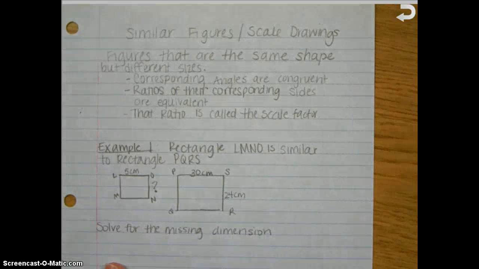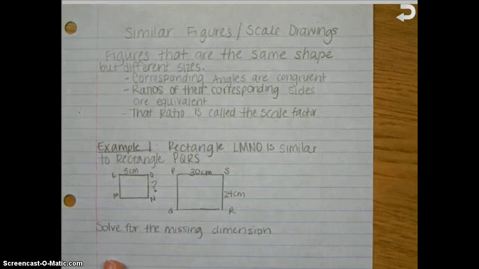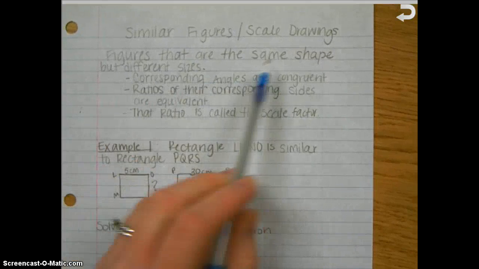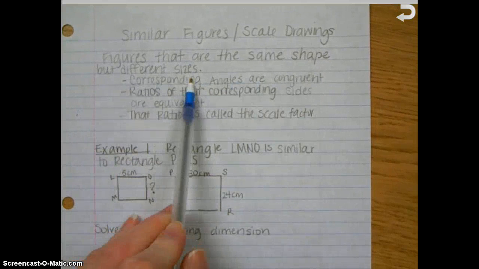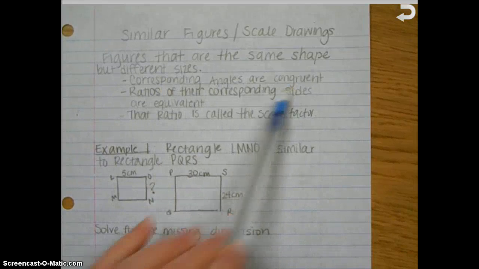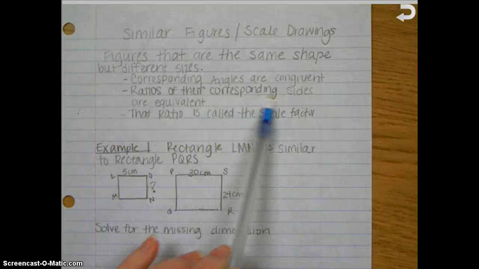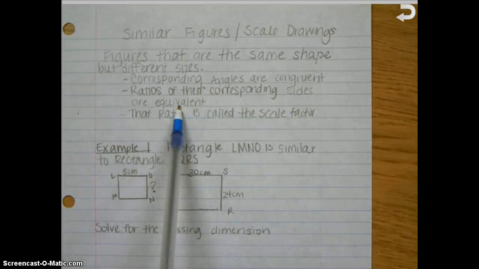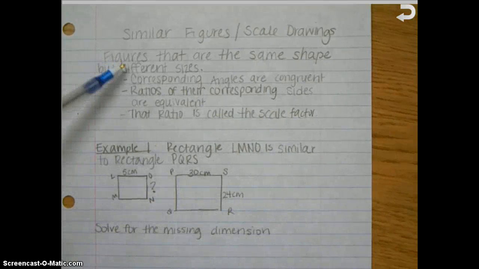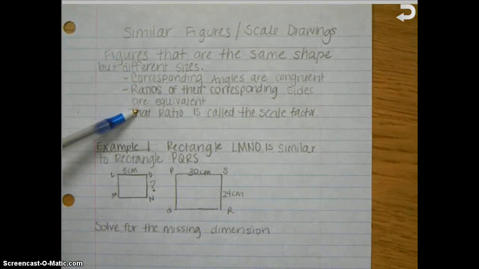Okay, so this video is going to be a video over similar figures and scale drawings. Similar figures are figures that are the same shape but different sizes. The corresponding angles are congruent, or the same, or equal, and the ratios of their corresponding sides are equivalent. That ratio is called the scale factor. So basically on similar figures, the sides are going to be proportional.